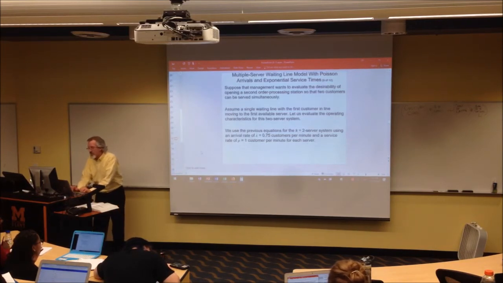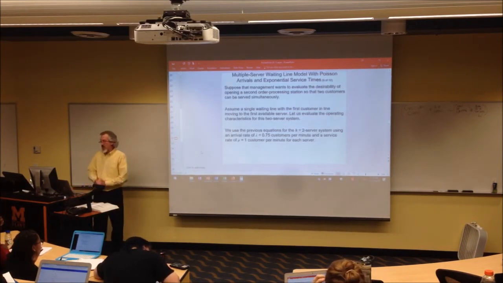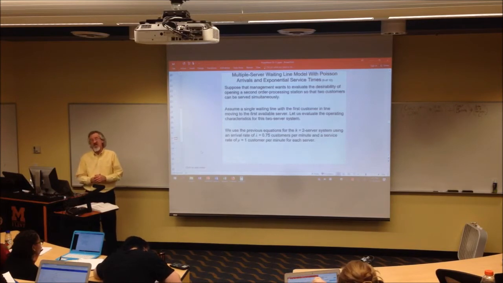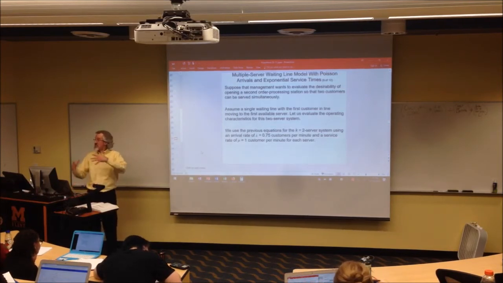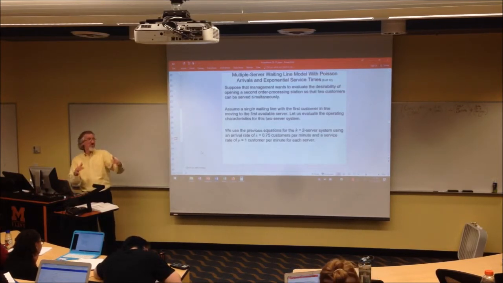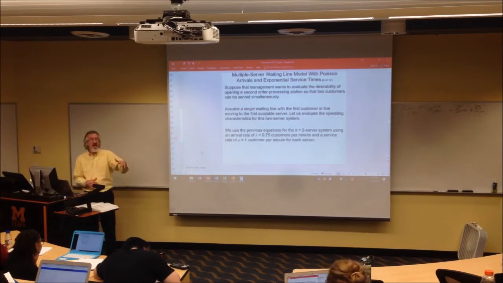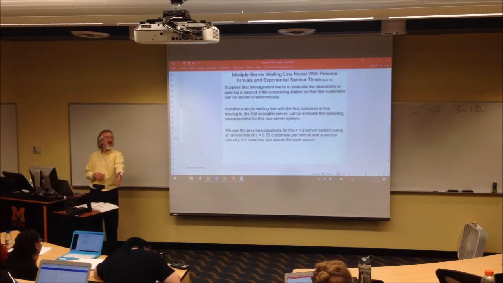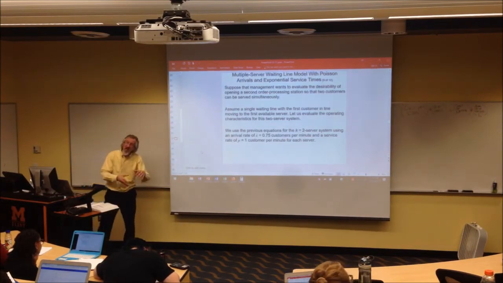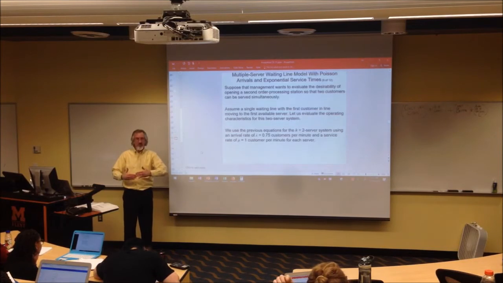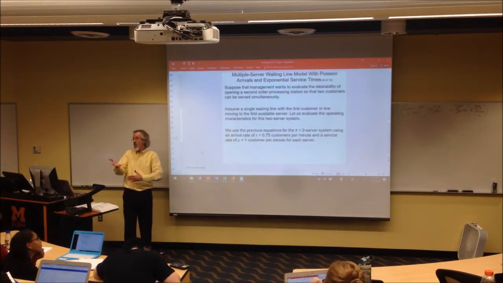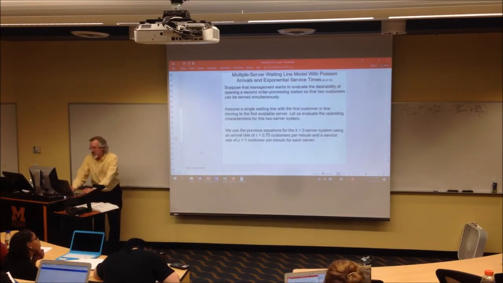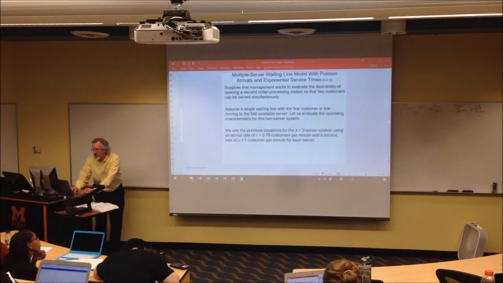So in this first one, suppose management wants to evaluate the desirability of opening a second order processing cashier. This is another alternative to lowering that probability of waiting or lowering that average waiting time. Instead of changing the system, what if we just add a second cashier? Still a single line, but first come, first serve, meaning as soon as that person's at the front, they can pick either one of them, whichever one opens first. Let's assume a single waiting line is taking place, first customer in line moving to the first available server.